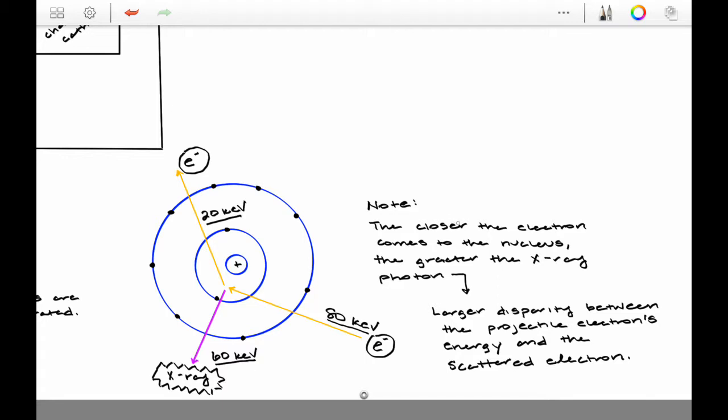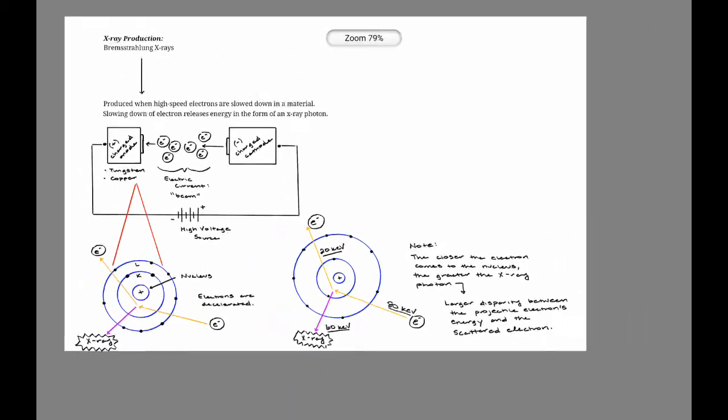What's important to note here is that the closer the electron comes to the nucleus, the greater the energy of the X-ray photon. That's because there's a larger disparity between the projectile electron's energy and the scattered electron's energy. If you were to have the same amount of energy of an electron interact with this atom, but imagine it interacted further away from this nucleus, it's still going to change direction, but the scattered electron is going to have more energy than this 20 kilo electron volts. That means that this X-ray will actually have less energy. This is basically how Bremsstrahlung X-rays are formed.